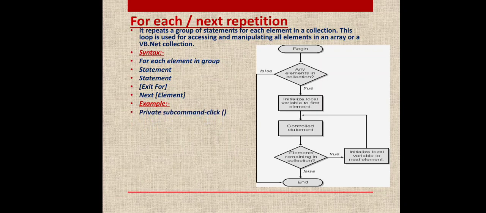For example, this is Private Sub Command Click, that is, this program has been written on a particular event, that is, on the click of some command button. Here we write Dim student(2) As Integer. Dim means dimension, student is an array, and the data type of the array is Integer. Dim I is a variable.